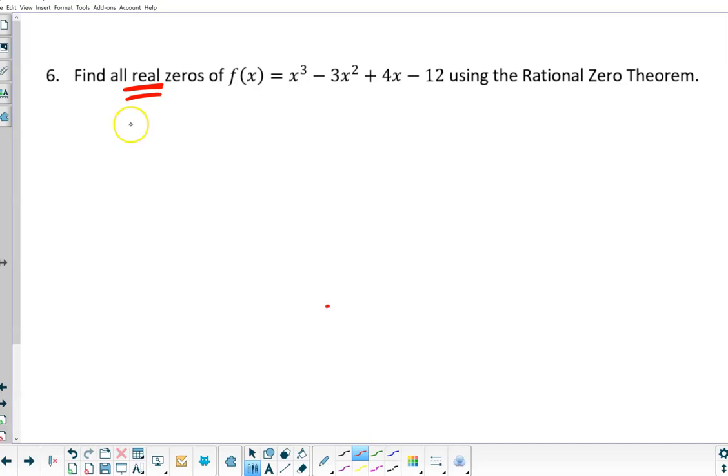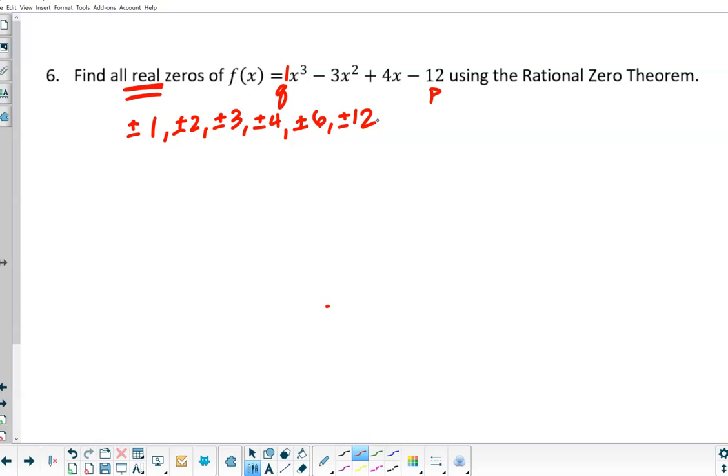So rational zero theorem. Again, we're going to do P over Q. Our Q is again 1, so I just need factors of 12. So factors of 12: plus or minus 1, plus or minus 2, plus or minus 3, plus or minus 4, plus or minus 6, plus or minus 12. So this list is much longer than some of the other ones.